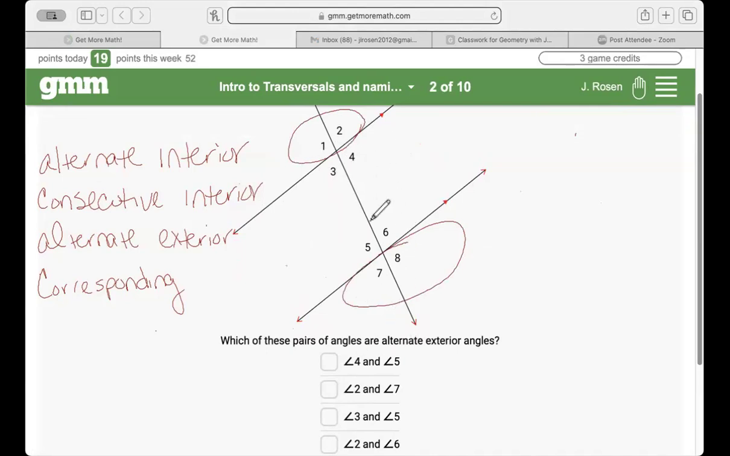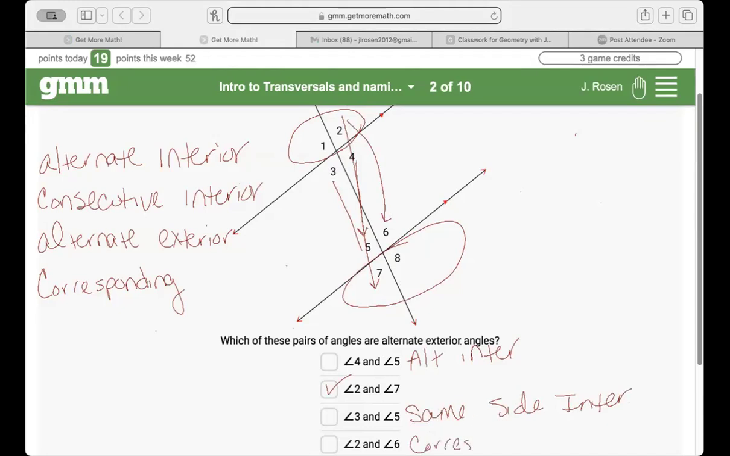Okay. So 4 and 5 are alternate interior. Okay. They are alternate sides of the transversal, but those are interior. They're right here. Okay. 2 and 7, those are going to be your alternate exterior, right? They're opposite sides, but they're on the outside of the two parallel lines. 3 and 5, those are going to be same side interior, or we said consecutive interior. And then 2 and 6, those are corresponding. If I slid that top group down to this one, those would be corresponding.